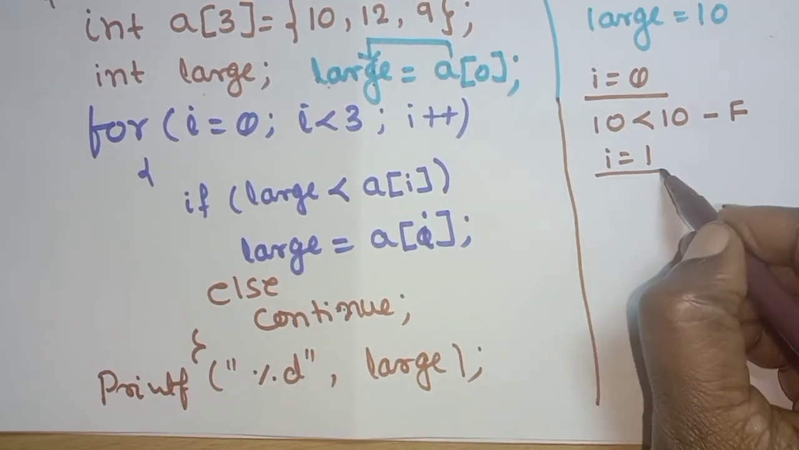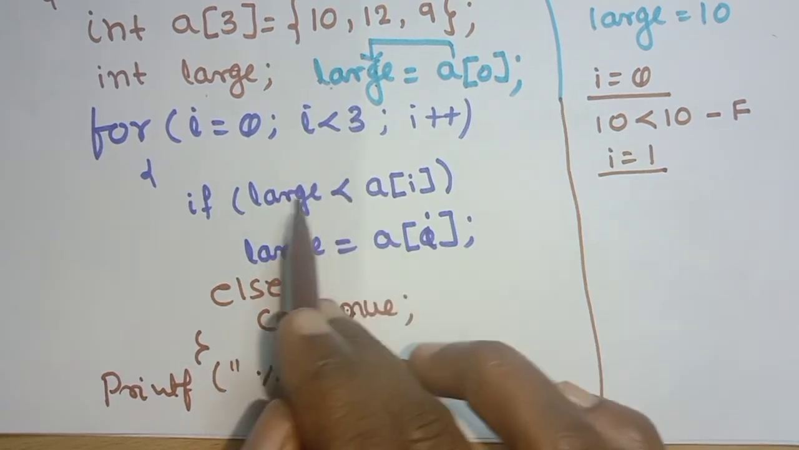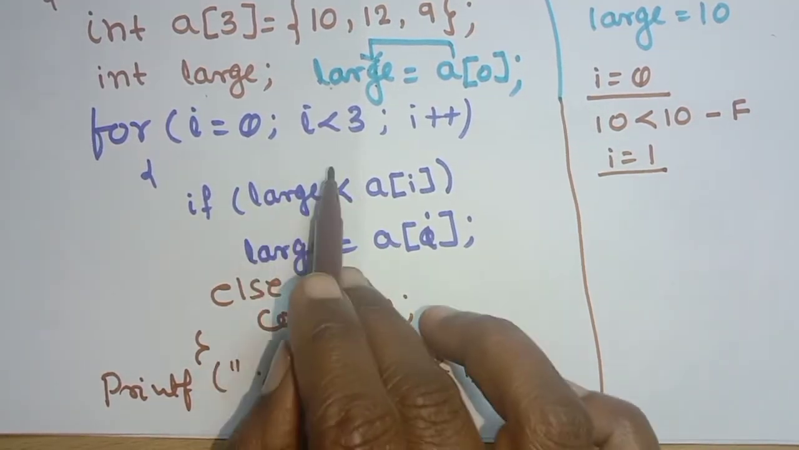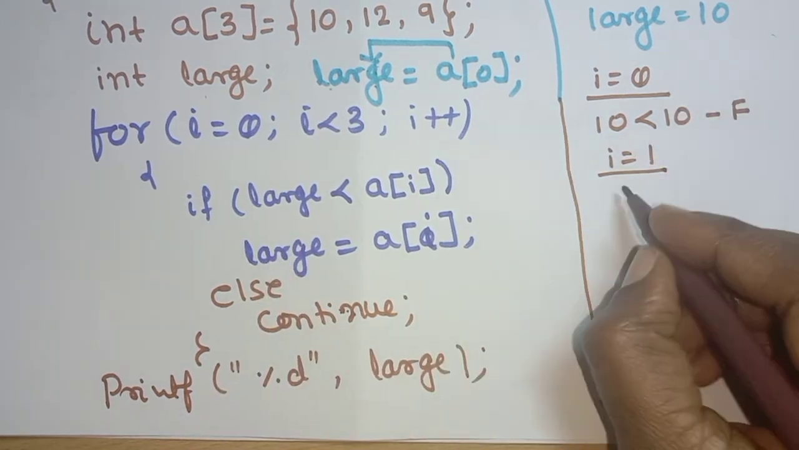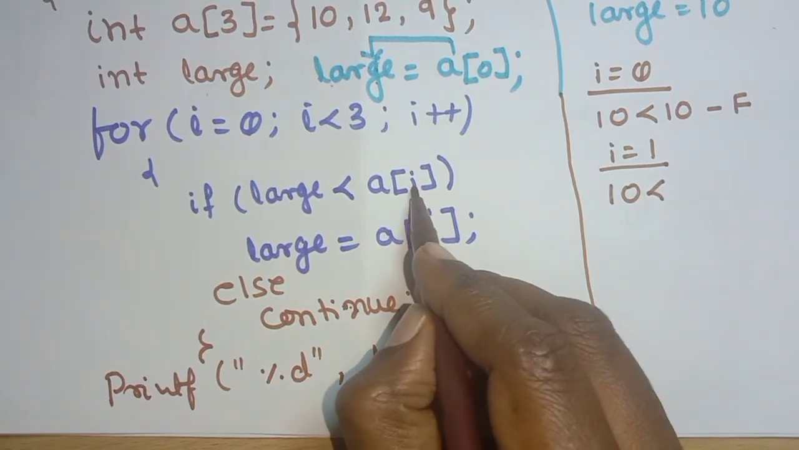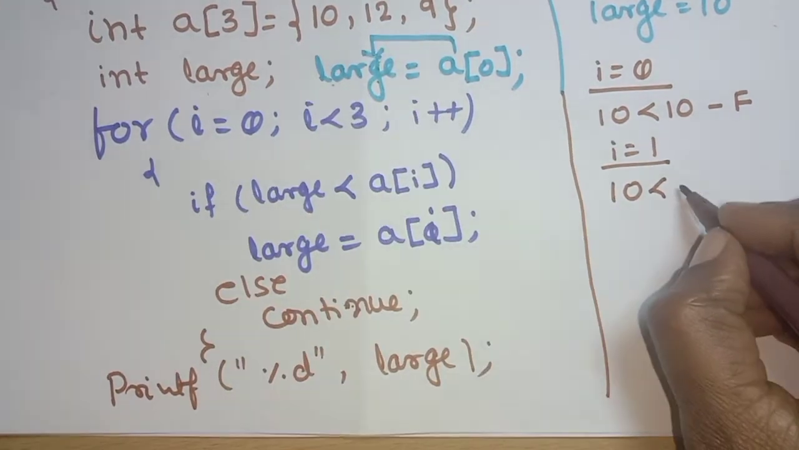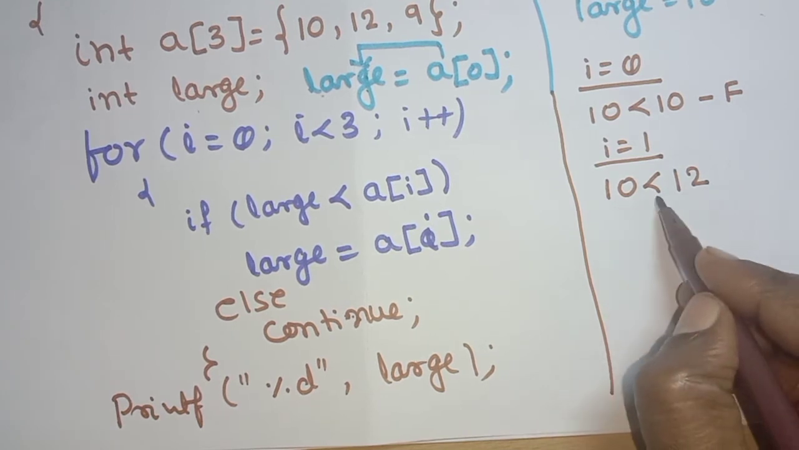For i equal to 1, what happens? Once again, 1 is less than 3, the condition is true. So here i is equal to 1. large still contains 10 only. Okay, 10 is less than a[1]. What is the value of a[1]? It is 12. Okay, large, that means 10 is less than 12.